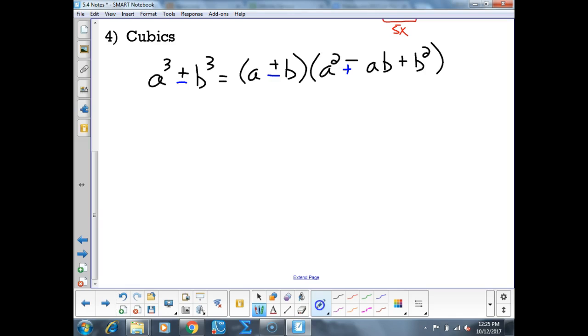Okay? So if it's a cubic plus a cubic, that would be a cubed plus b cubed, then that's going to factor to be a plus b is your first factor, a squared minus ab plus b squared is the other factor. If it's a cubed minus b cubed, then it's going to be a minus b is your first factor. A squared plus ab plus b squared is your second factor.